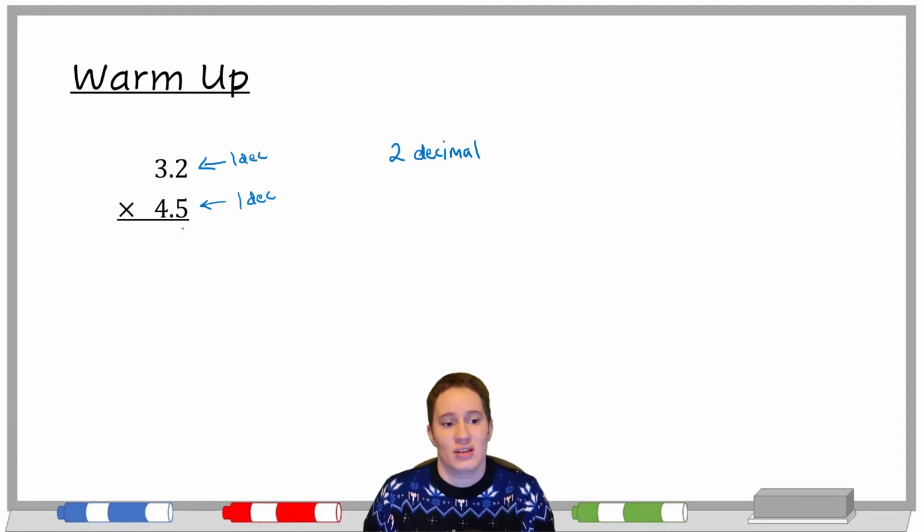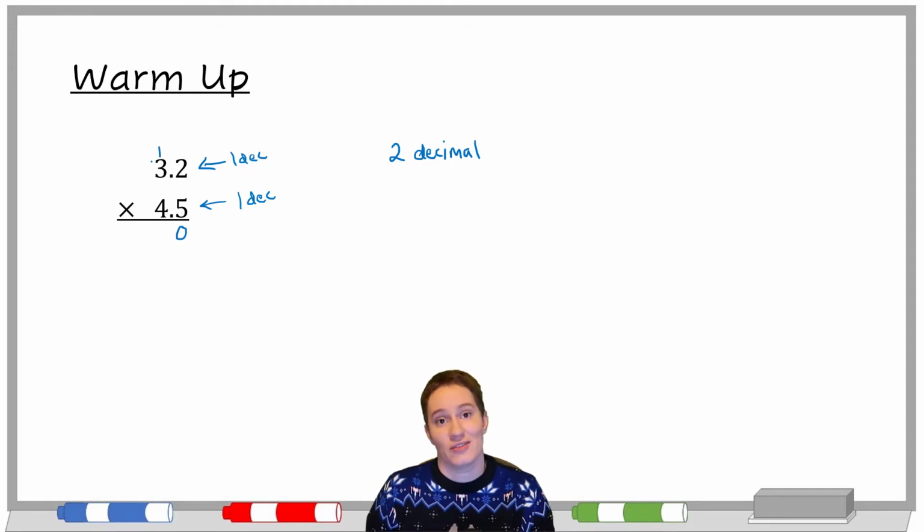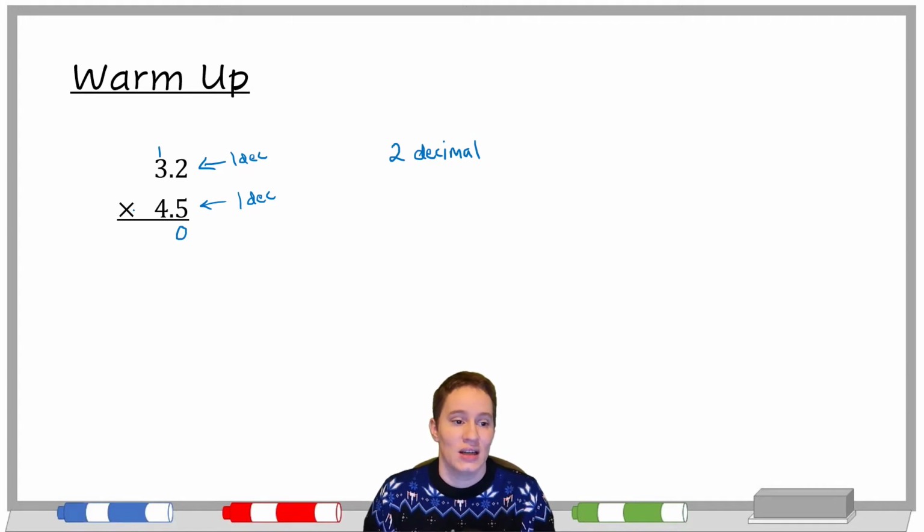5 times 2 is 10, so I write down the 0 and I carry my 1, and then I do 5 times 3, which is 15. But I look up here, I've got a 1 that I'm carrying. 15 plus 1 is 16. So I write down the 6. There's not anything else to carry to, so I also can write down the 1. Before I go to the next step, one of the things I do is mark out that 1 I carried. Then I come down and I say, the next line always has a placeholder of 0.